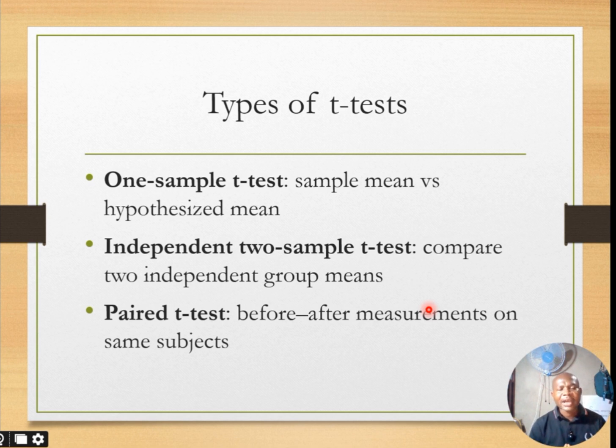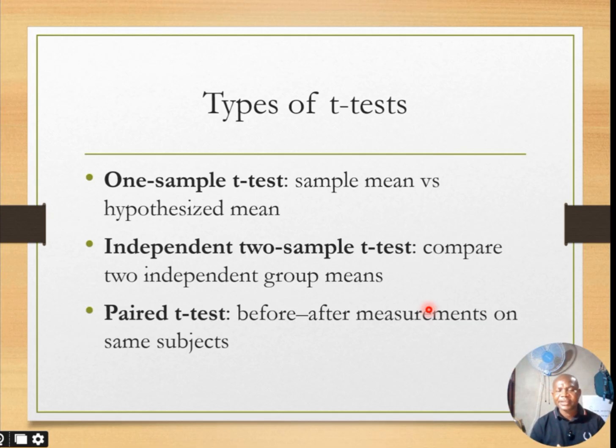On the other hand, the independent two sample t-test compares two independent group means. In the first instance, the one sample t-test, we only took a sample from which our mean is compared to a hypothesized mean. But in the case of the independent two sample t-test, we have two different groups from which we obtain two means, and we compare the two together. We compare one with the second one.